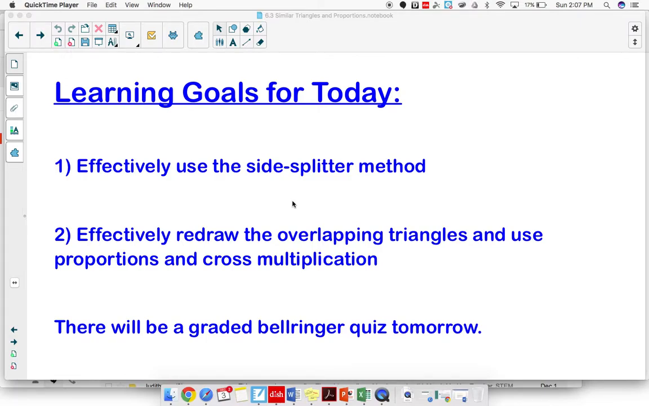Hello, welcome to your lesson on overlapping similar triangles. So our goals today are going to be to learn how to use what's called the side splitter technique and to redraw triangles that are overlapping so that we can solve for missing angles, or excuse me, missing lengths.